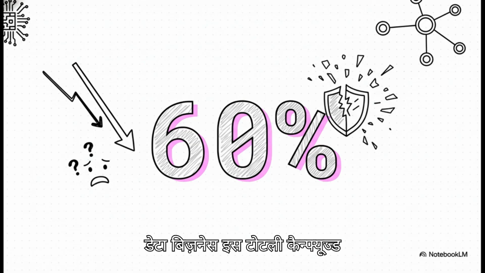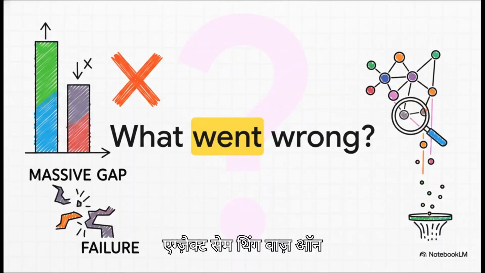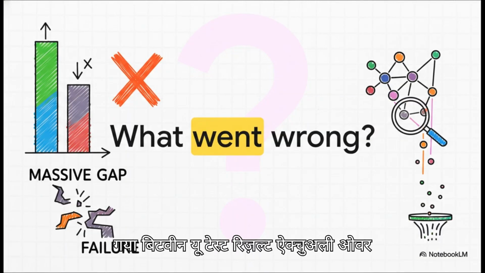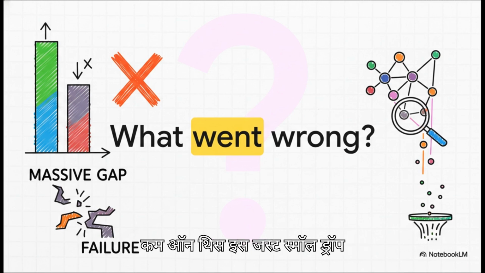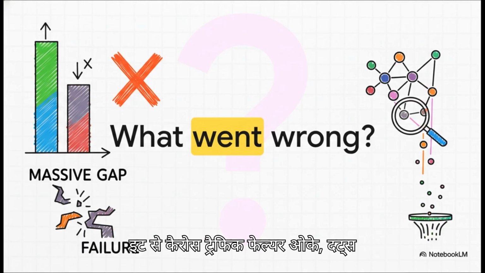Your model is failing on new, unseen data, the business is totally confused, you're frustrated, and pretty much everyone is asking the exact same thing. What on earth happened? What is this massive gap between your test results and the actual real world? Come on, this isn't just a small drop, it's a catastrophic failure.